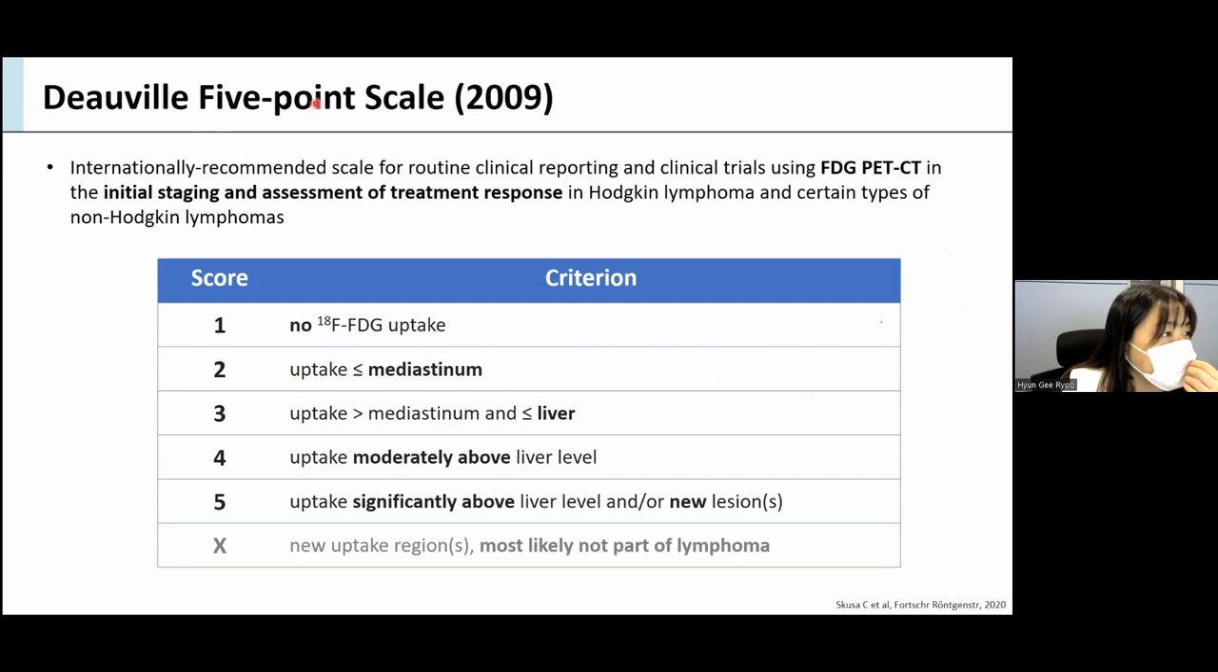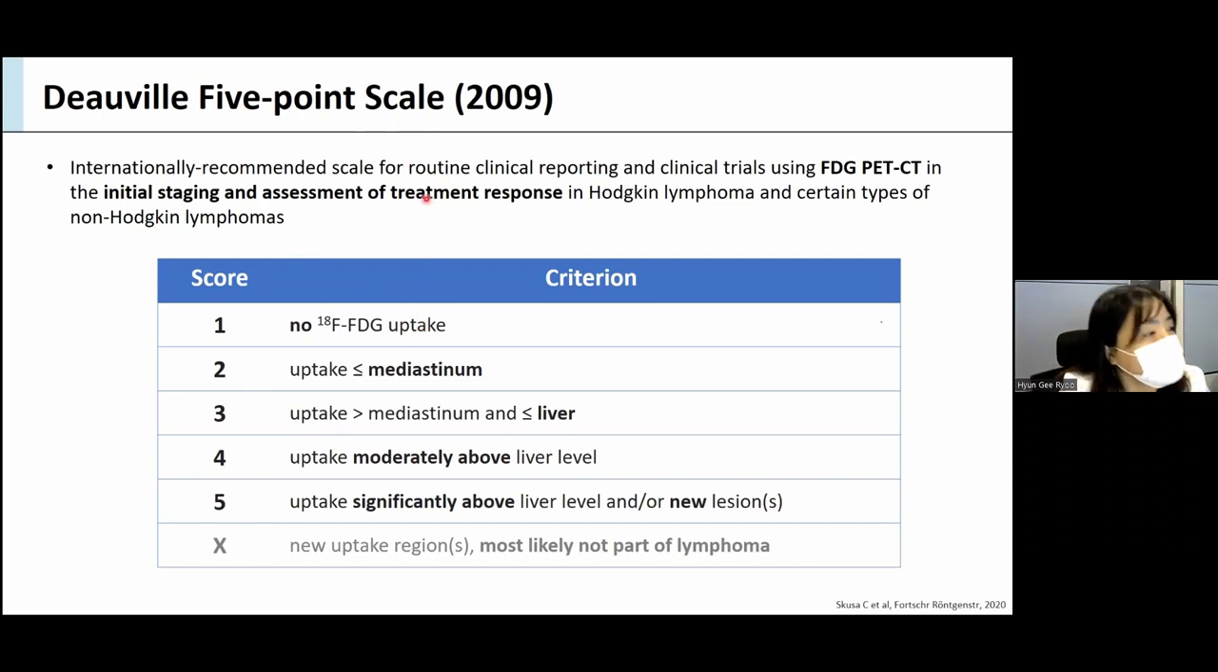And the Deauville five-point scale is important for nuclear medicine physicians because it helps clinicians assess the treatment response based on FDG-PET. So, based on the FDG-PET imaging finding, we can divide the lymphoma score into 1 to 5.